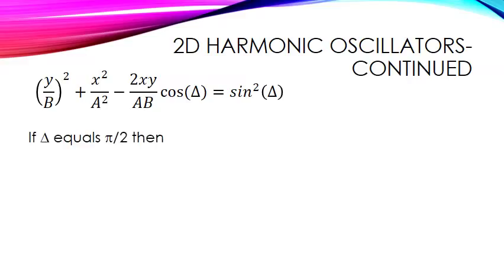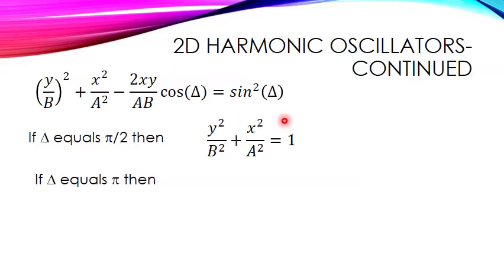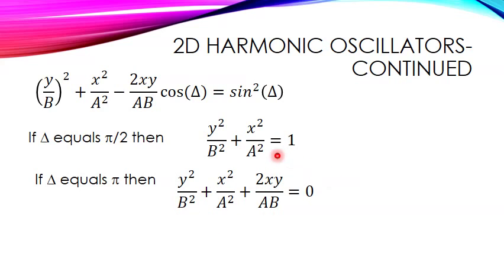So if we take the difference in the two phases, because remember, delta is the difference in the phase angle for y and x, and we say that value is 2 pi, what happens to our equation? Well, it drops right down to this. This is an equation for an ellipse. And then we can also look at pi. What happens if we make it pi? If we make it pi, we get this expression.